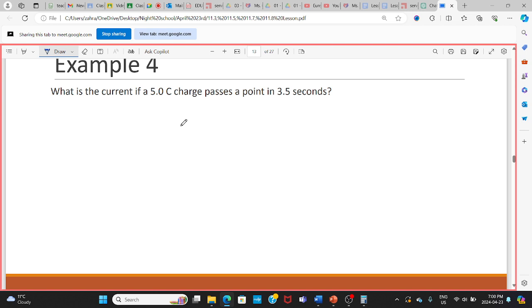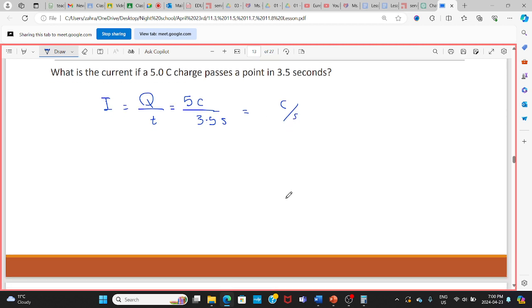Okay, let's just do this one. What is the current if the 5 coulomb charge passes the point in 3.5 seconds? So again, I is equal to Q over time. I'm looking for I, so Q is 5 coulomb, time is 3.5 second. You just divide these two and it's coulomb per second. I'm not doing the numbers, just quickly, so you see.